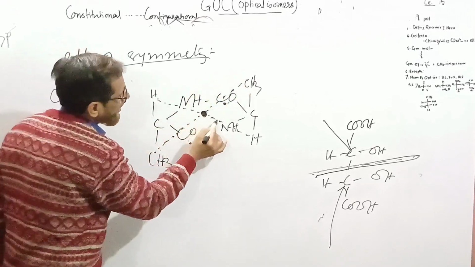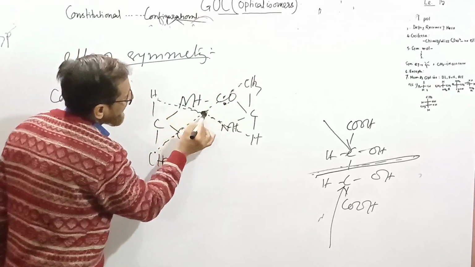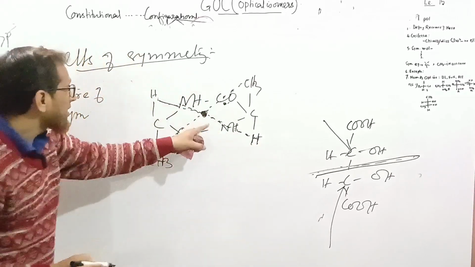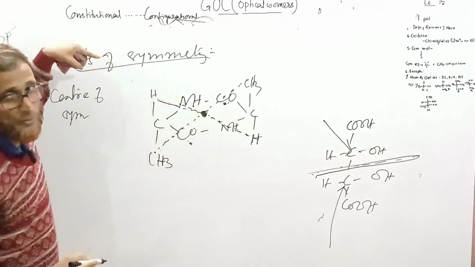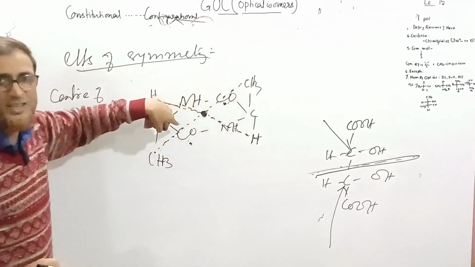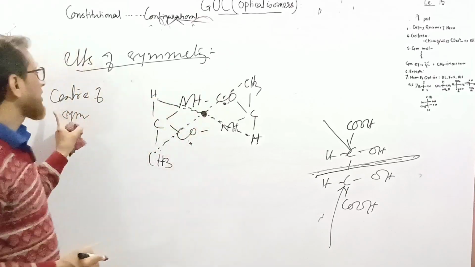From the center, if you join these two, am I right? And if you extend the line again, you are getting H and H. On extending through the central point towards the opposite diagonal, you will find the same groups or atoms attached. That point is called the center of symmetry.